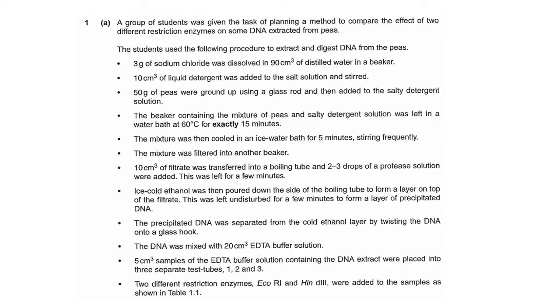So as you already know, paper 5 usually has a lot of detail at the beginning, and it's very important for you to underline what the key things are. So here it says a group of students was given the task of planning a method to compare the effect of two different restriction enzymes on DNA extracted from peas. First things first, what are restriction enzymes? Restriction enzymes, and I'm just going to underline here using my red marker, are enzymes that are used to cut DNA.